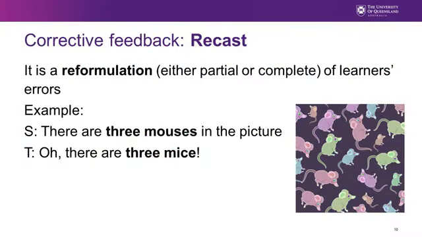The first one is recast. It is when the teacher reformulates either partially or completely the learner's errors. The example in the slide shows that one student says there are 3 mouses in the picture, and the teacher recasts the learner's utterance in the correct way by saying there are 3 mice. So this is an example of teacher's feedback in the form of recast.